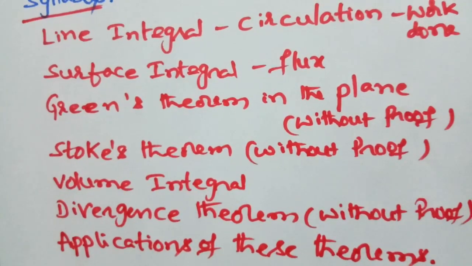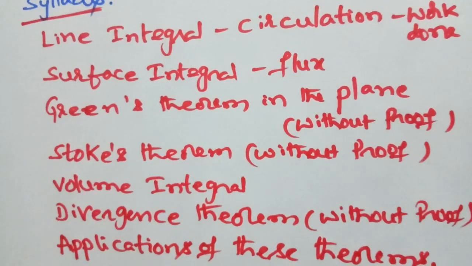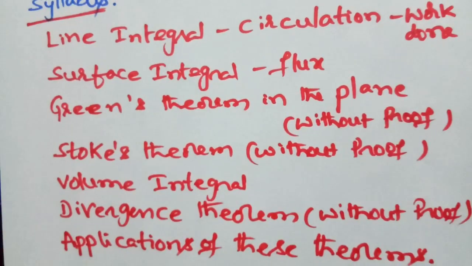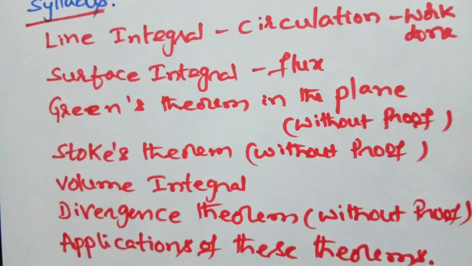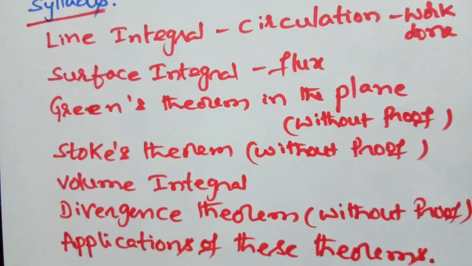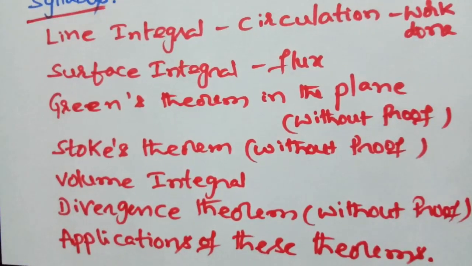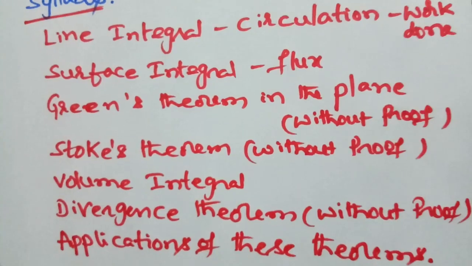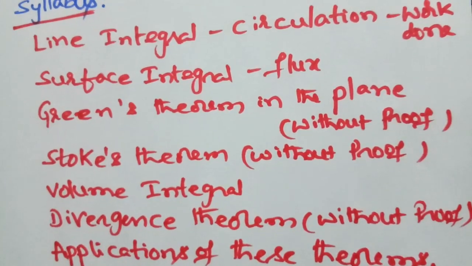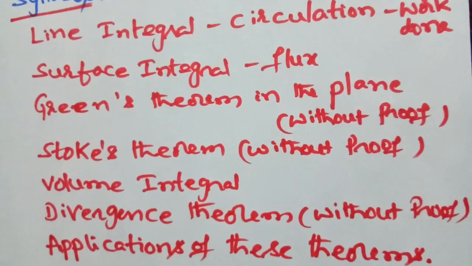So Green's theorem is the relation between double integration and line integral. Stokes theorem is the relation between line and surface integration. Divergence theorem is the relation between volume and surface integration, and we will discuss the applications of these theorems in detail in the chapter vector integration. First topic, line integral.